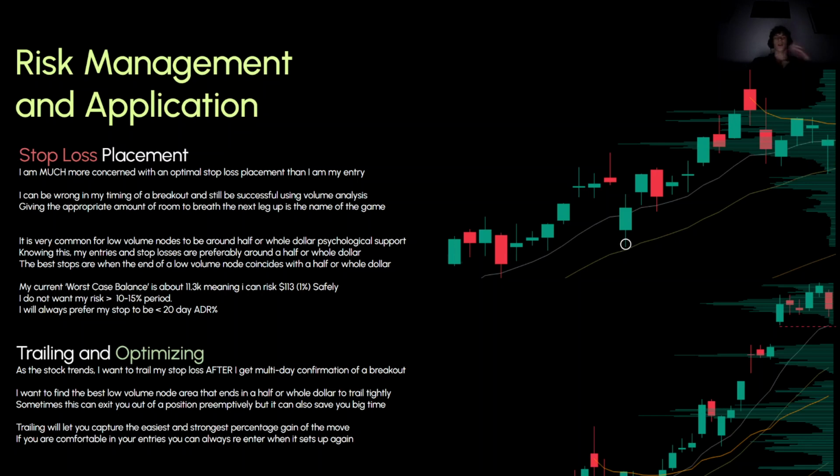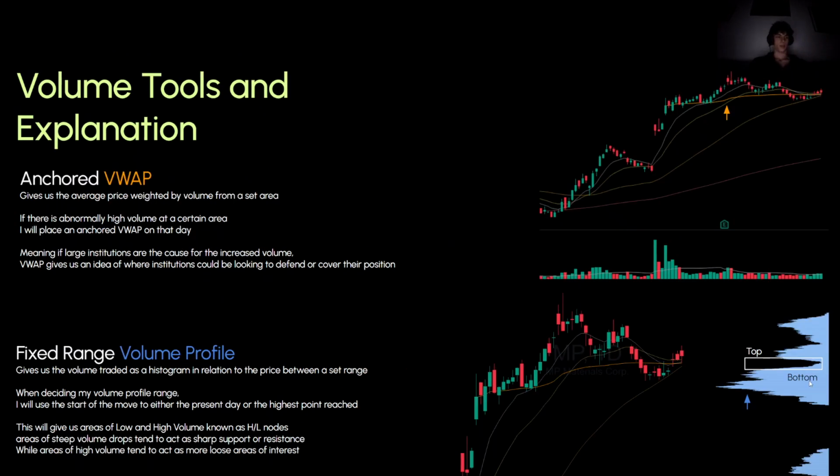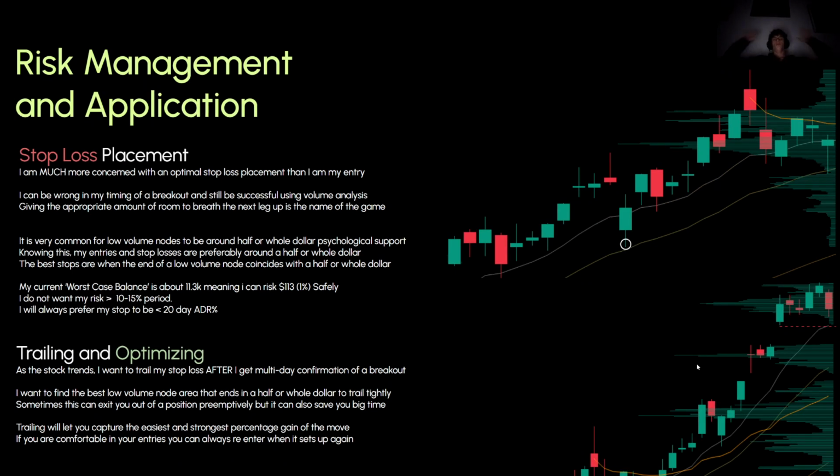It's very common for these low volume nodes to be around half or whole dollar areas. So when I'm looking for this, I'm looking to see the bottom of a low volume node, so bottom as in like down here. If this was at like $10.50 or like $10 exactly, it would be a really, really good stop to have it at like $9.99. That would be a fantastic stop loss.